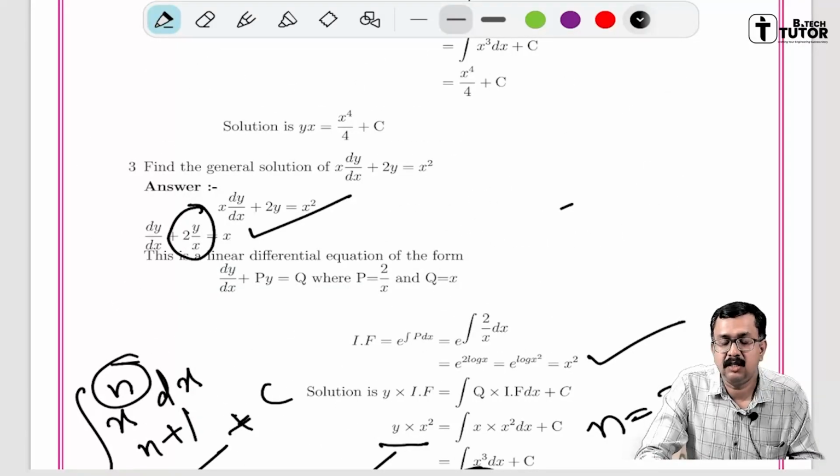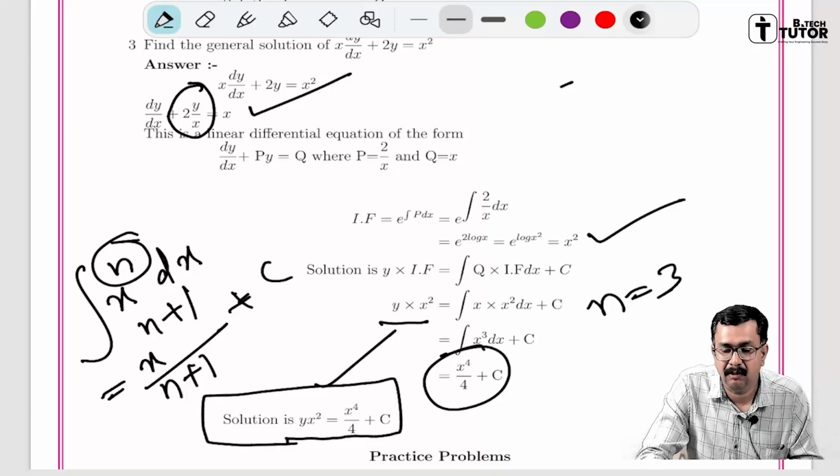Find the general solution of x dy by dx plus 2y equal to x square. First, divide the equation throughout with x. Then we are converting this one into the standard form dy by dx plus py equal to q, where p equal to 2 by x and q equal to x.